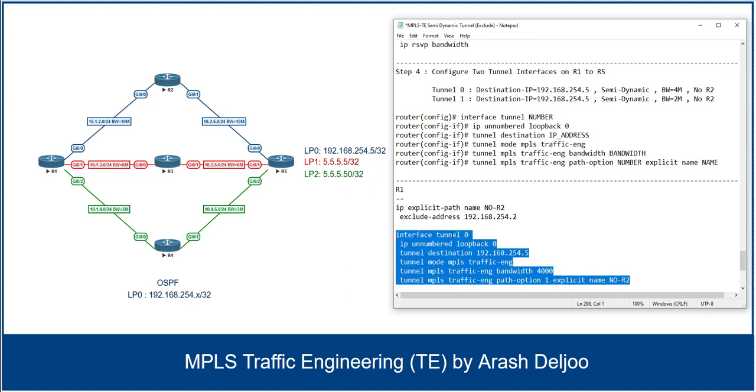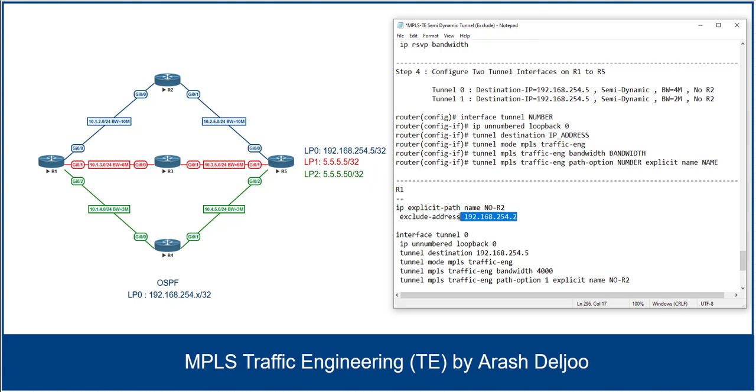Because the traffic engineering tunnel should dynamically find the path, and also this is a little similar to the explicit path, because we say please don't pass from this IP address, and also we use the IP explicit path command. Because of that we call it semi-dynamic, not totally dynamic, not totally explicit, and this is the semi-dynamic.